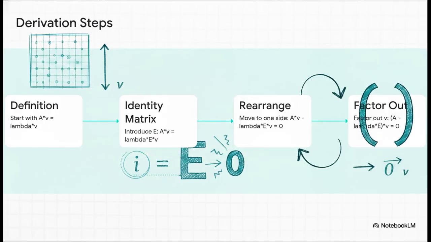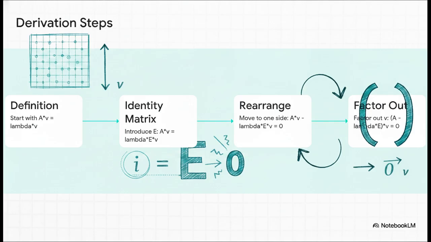So this brilliantly shows how the math actually flows. We start right at the definition. Matrix A times vector V equals a scalar, lambda, times vector V. Now, we want to solve for V, right? So we try to pull everything over to one side. But wait, you can't just subtract a scalar from a matrix. That's a total math crime. So we introduce our trusty identity matrix E. Now we've got A times V minus lambda times E times V equals the zero vector.